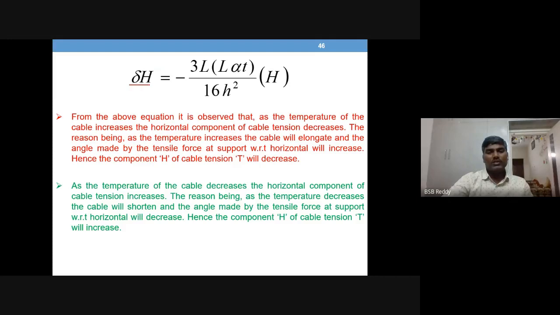So the change in cable tension, that means the horizontal component of cable tension. The vertical components will never change; they will only be affected by the applied forces. So delta H will change. That is 3L divided by 16H square, L alpha T into H. If you observe this one, why is the negative sign there?